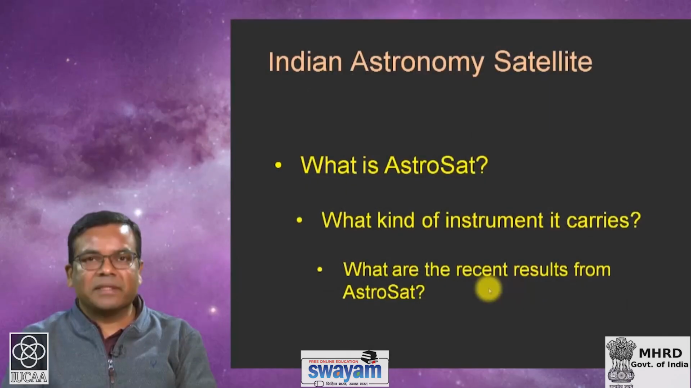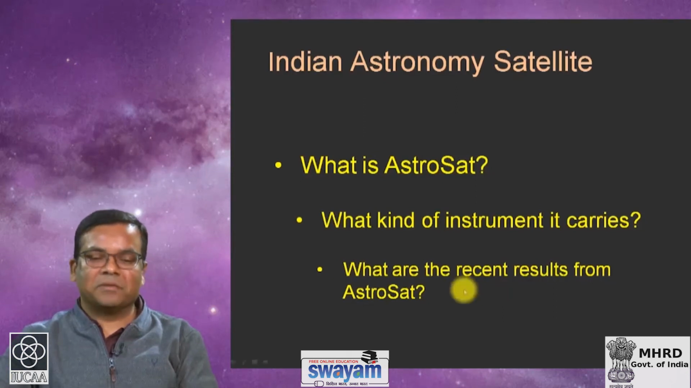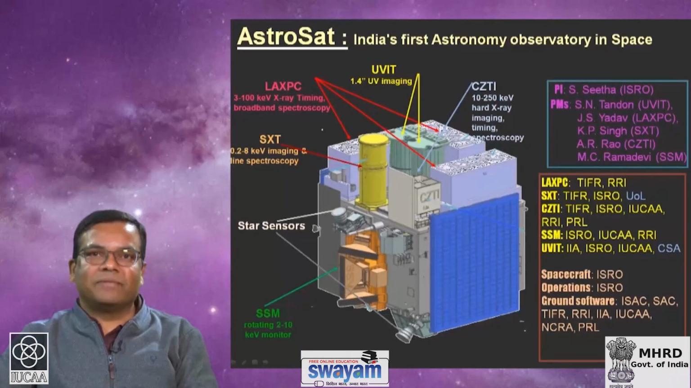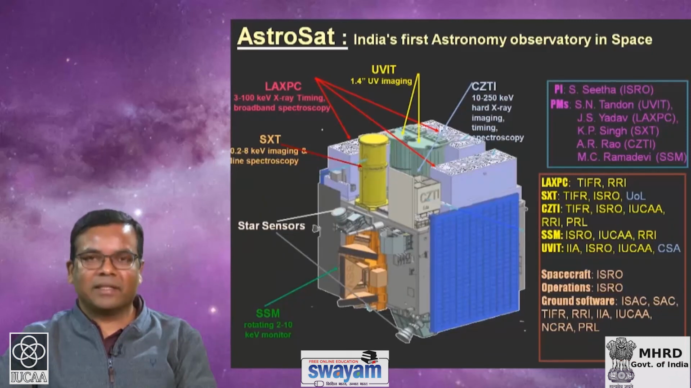In the last part of this lecture, we will discuss this Indian astronomy satellite called AstroSat. So, we will essentially discuss what AstroSat is, what kind of instruments it carries, and what the recent results from this mission are. AstroSat is the first multi-wavelength astronomy observatory in space, and it is an Indian mission launched by ISRO, and it is the result of an effort of a large number of people from a large number of institutes.